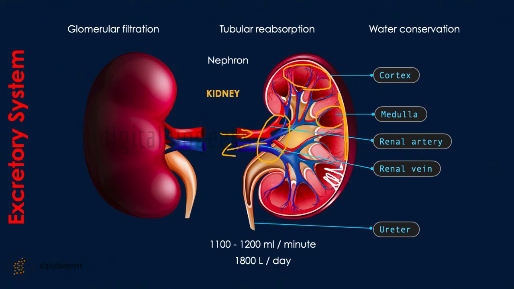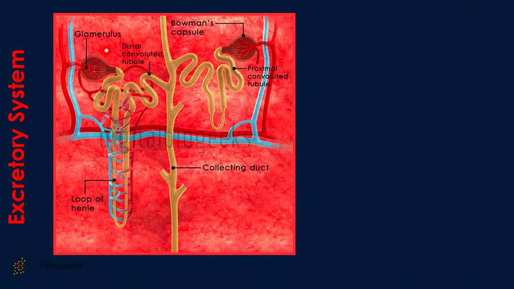Nephrons are there in the kidney. Each kidney has around 1 million nephrons. The first part of nephron is called the glomerulus. Glomerulus is a ball of capillaries which is situated inside a capsule.